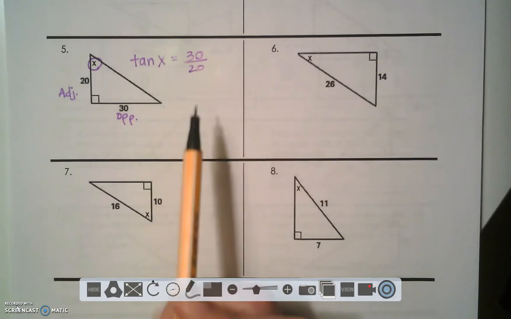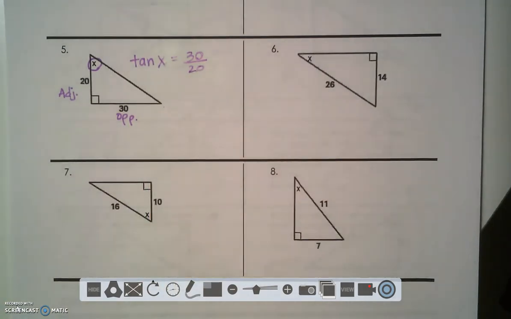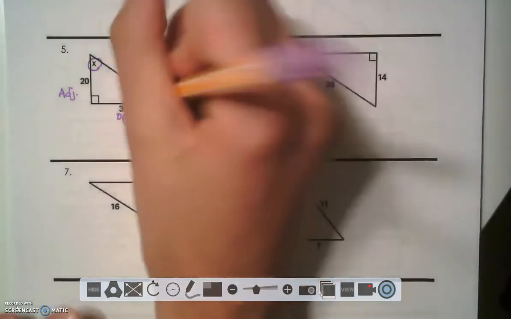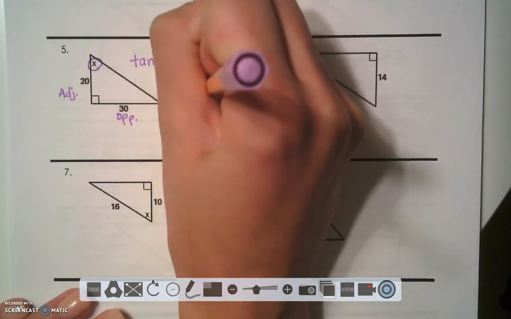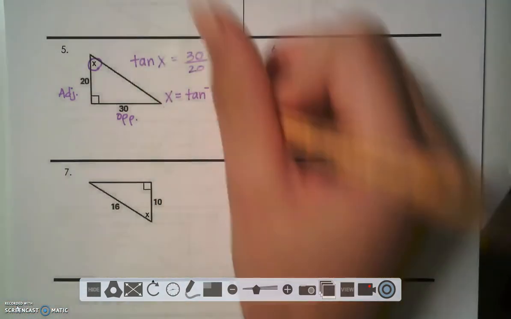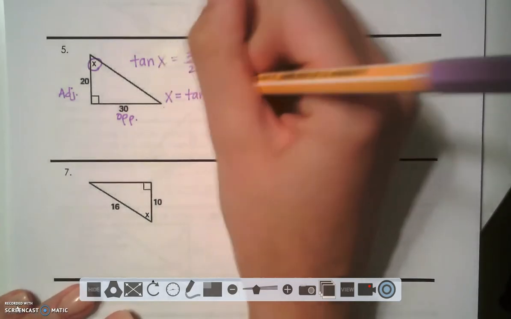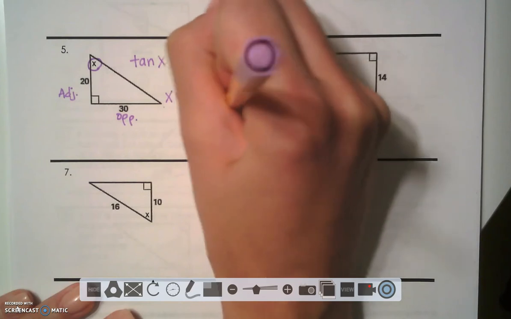But again, different from last time, we're now solving for an angle measure. Well, when we solve for an angle measure, we're going to use a function called the inverse functions of trig. So the inverse of tangent, 30 divided by 20.